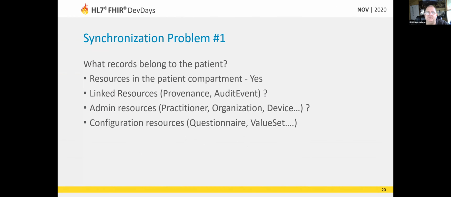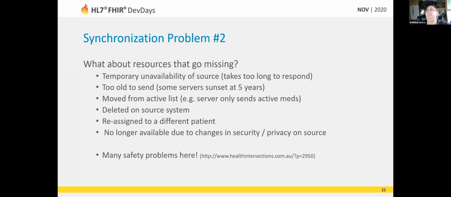So there's a problem, and the facade server needs to have at least a documented answer to this, even if it doesn't get directly involved: how do I know which resources, which records belong to a patient? What would I query for? Then there's the patient ID question that I talked about. And then the other one, what happens about resources that go missing? And this is particularly more complicated and more prominent on a facade server.